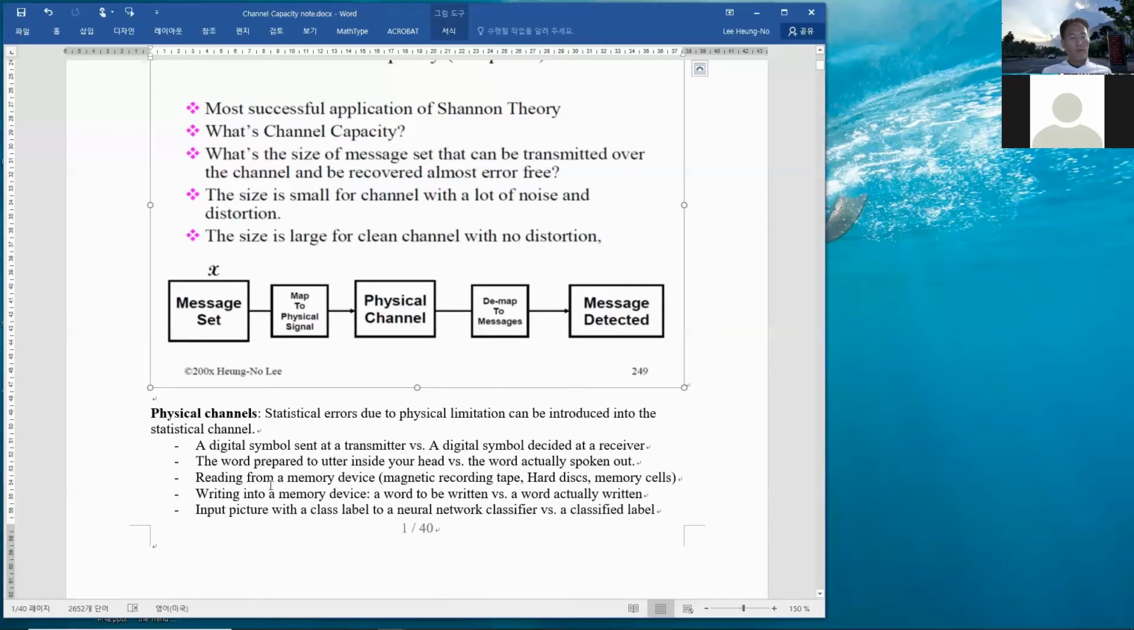Another example is writing to a memory device, for example magnetic recording tape, hard disks, memory cells, and so on. You have some file as input, and you want to store it into a memory device. There is a discrepancy between the input file and what was actually stored in the memory device. The difference between the two files could be modeled as errors. And there is a channel between the input file and the output file, which is recorded in the memory cell.